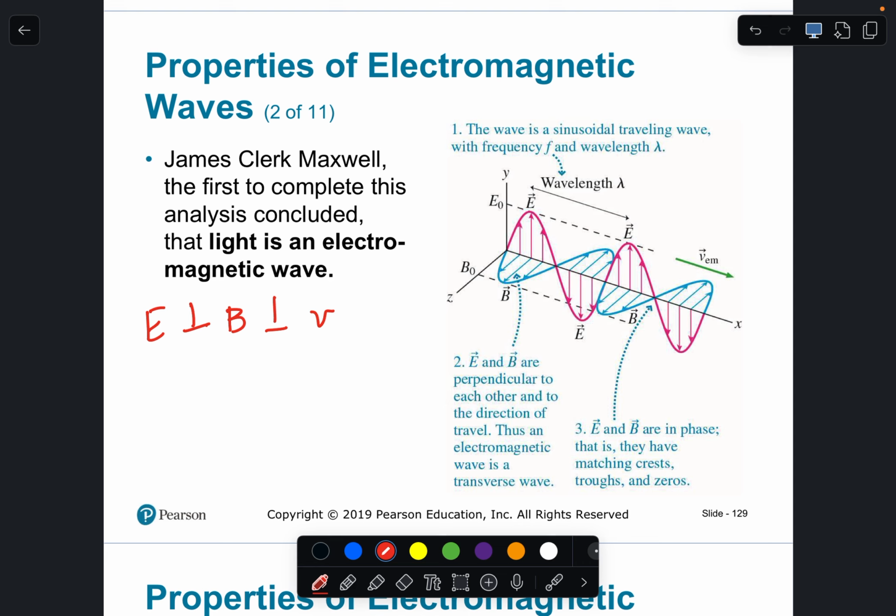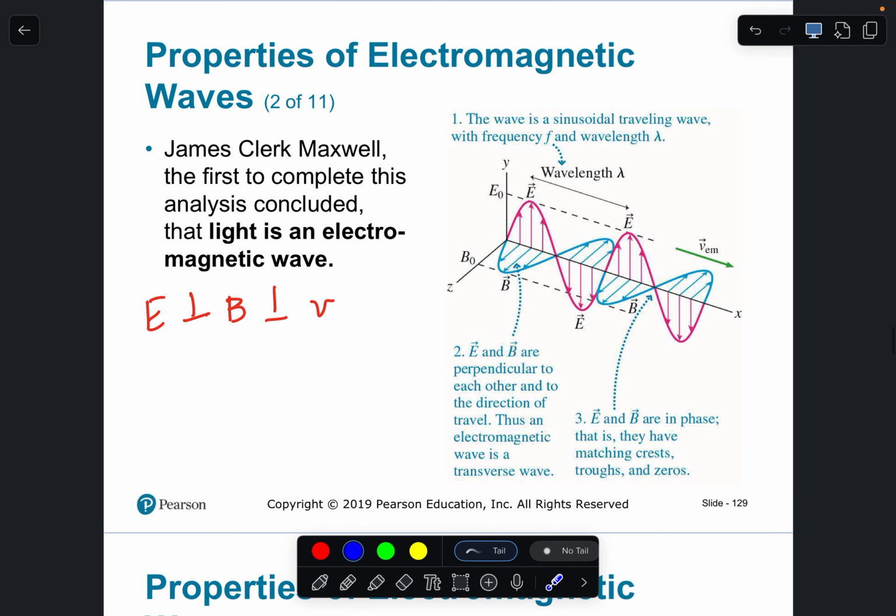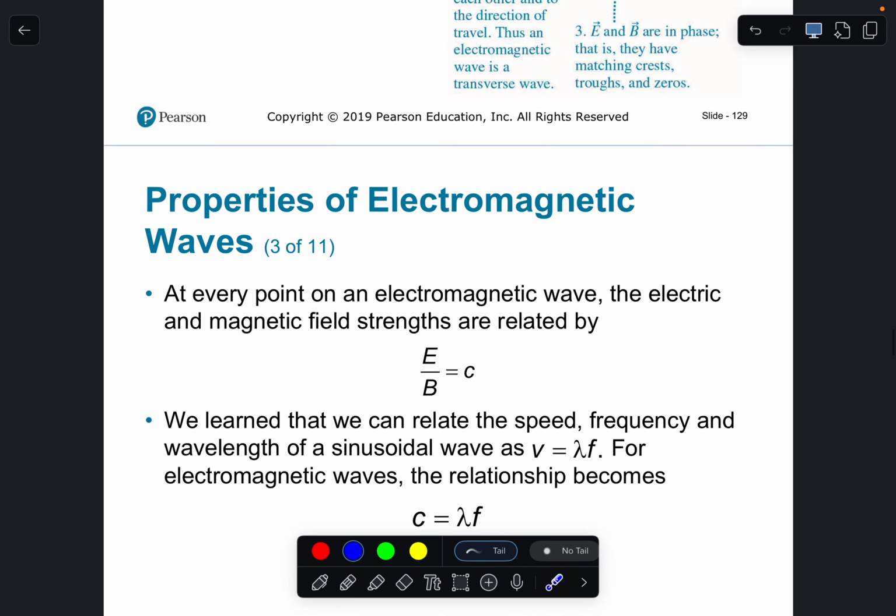And you also might have noticed this sinusoidal kind of behavior here. So both the E field and the B field can be written in terms of a sine or a cosine function. And those two are in phase, right? So wherever there's a peak in the E field, there's going to be a peak in the B field. So they're in phase. So those are some properties of electromagnetic waves.